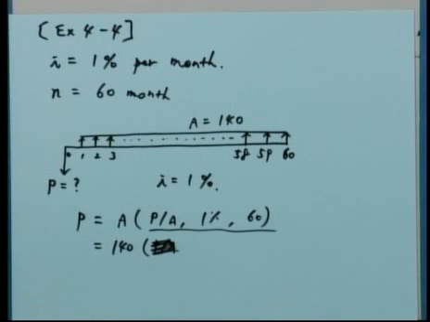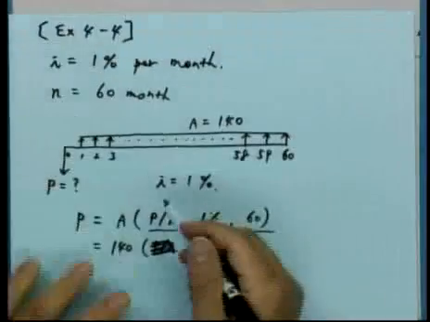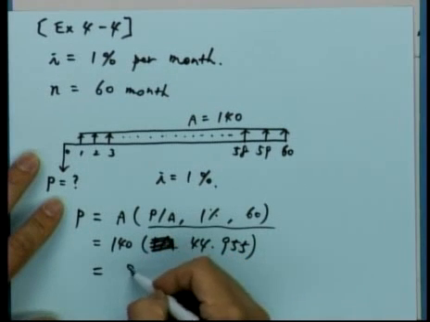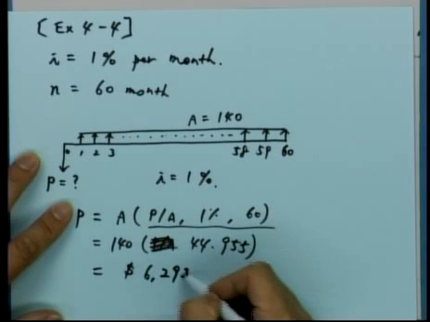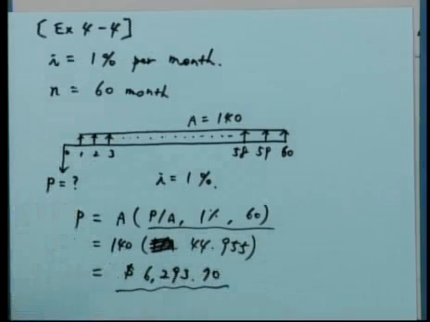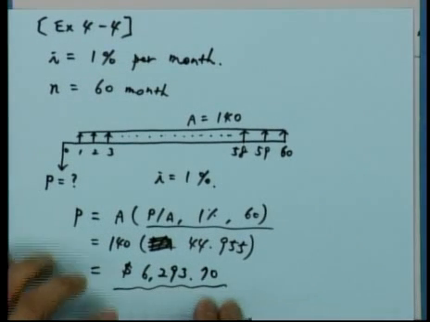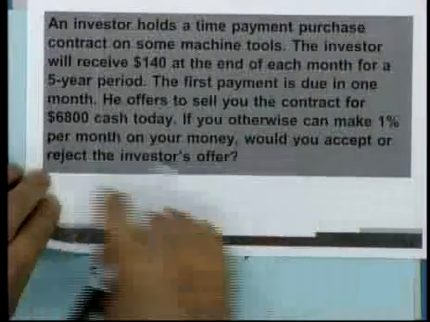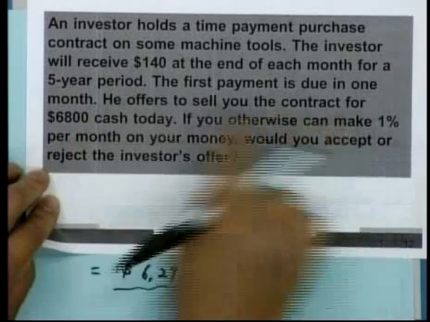So if you look at Appendix C, 1%, you need to look at our text page 598, and P given A over 60 periods is 44.955. This value is 44.955. And this value is $6,293.70. So what you need is to compare this value with how much? With $6,800 that the contract will pay for you, right?